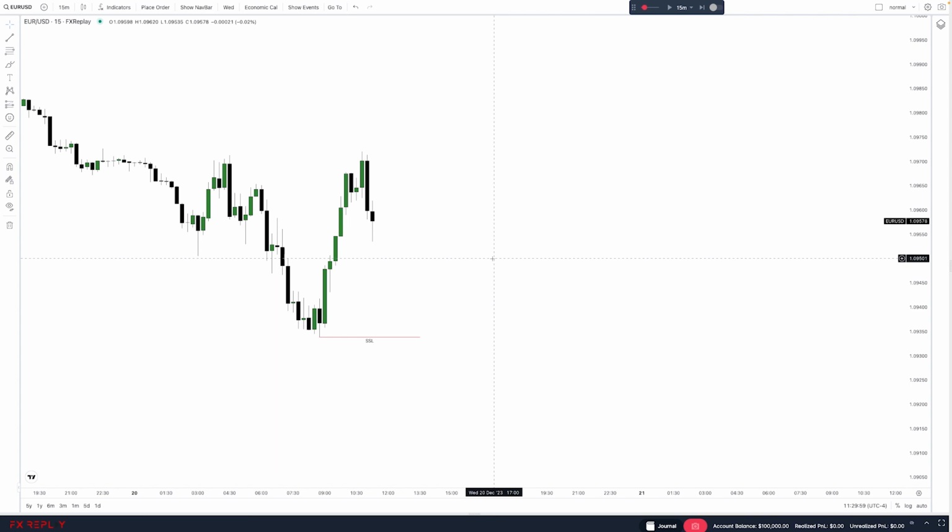For our second example, we look into a bullish example on the Euro USD 15-minute time frame. As visible, we've got sell side liquidity resting below this low. What we want to see is the sweep of this low, followed by a break of structure and a return to the order block. So first, let's see if we can sweep this liquidity resting here.